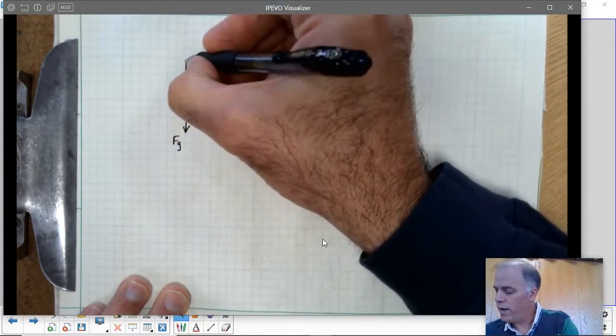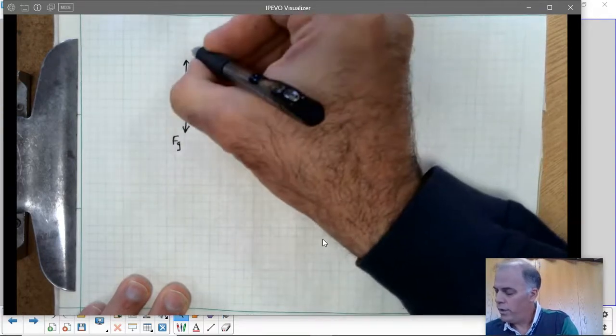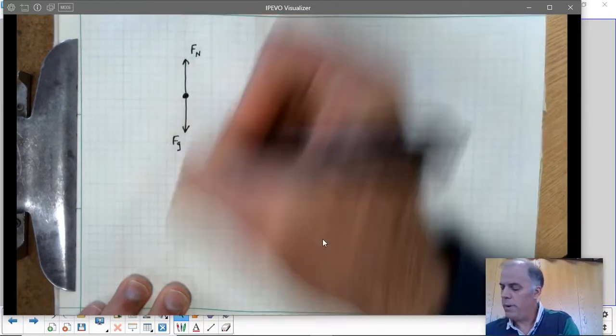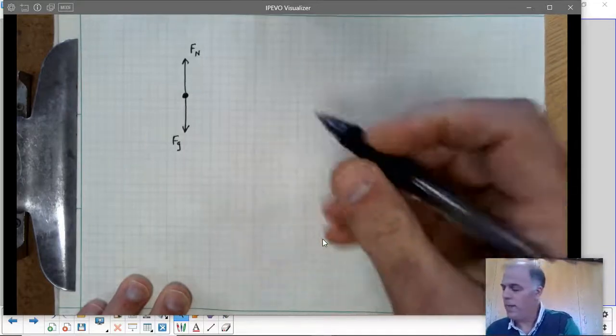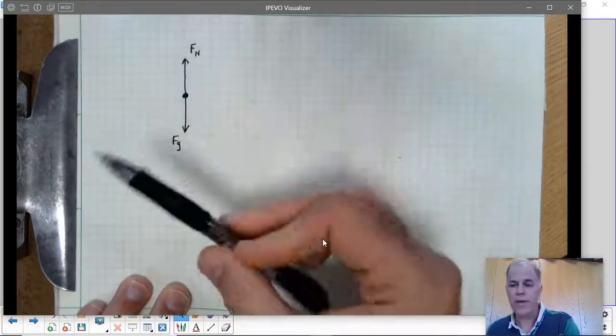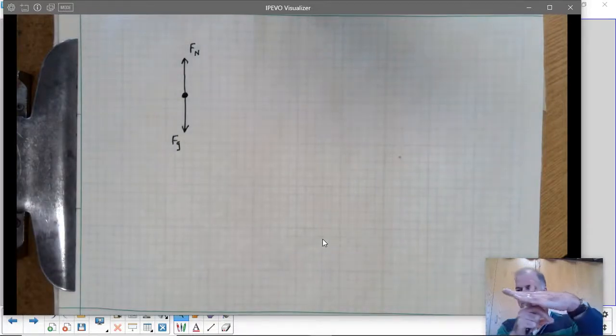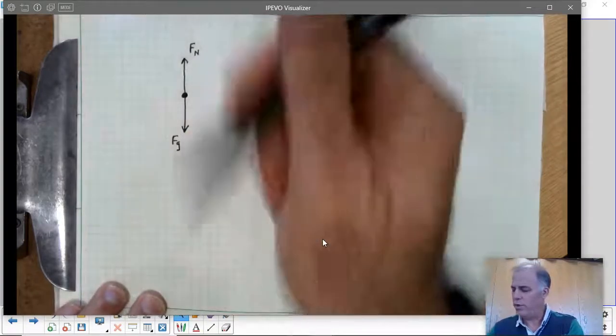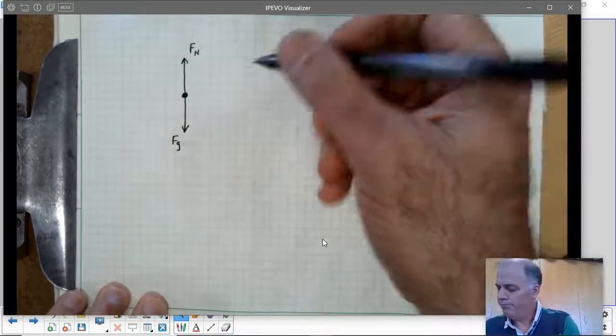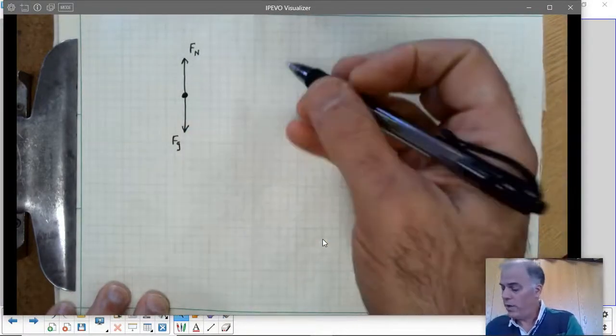So there's also an upward force on you, which is a normal force. You should remember this from the last reading that you did. A normal force, remember, is a force which acts perpendicular to a surface. And since the chair is level, it's pushing you straight up. And that's it. That's all there are.